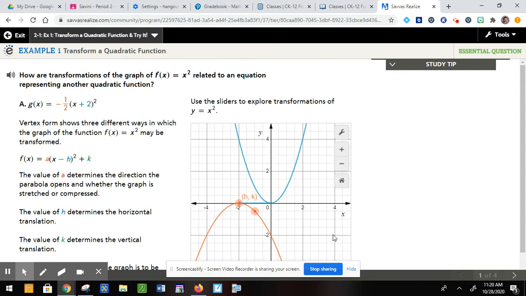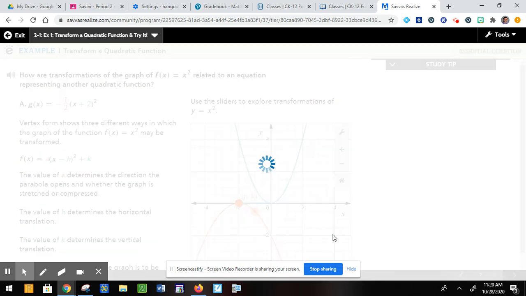All right, the k value, which in this example, there is no k value, but the k value is going to be the vertical translation. So if it was, let's say, +1, it'd be up here, but it's not, so it's down here. Or if it was -2, it'd be down here, but it's not, so it's here. Okay, let's look at the next one.